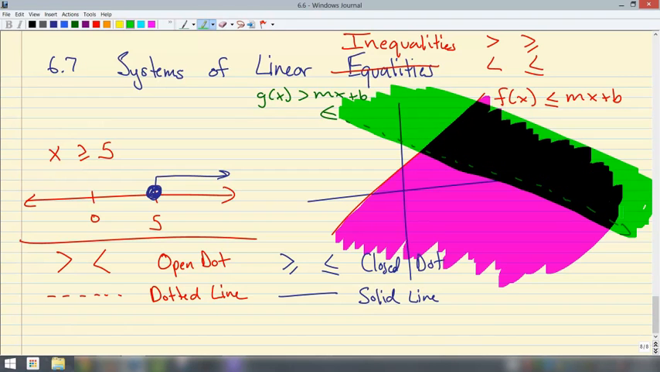And this breaks our graph up into 4 regions. 1, 2, 3, 4. Region number 1 is not shaded by either one, and those are points that don't make either equation true. Region number 2 is the green region. Those are points that only make g of x true. Region number 4 is the red region, and those are points that only make f of x true. And region number 3 is the dark region, the overlap. Those are the solutions to the system. Those are the ordered pairs that make both inequalities true. Region 3 is your answer.